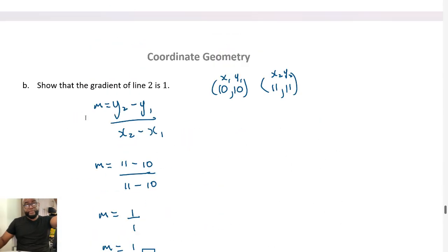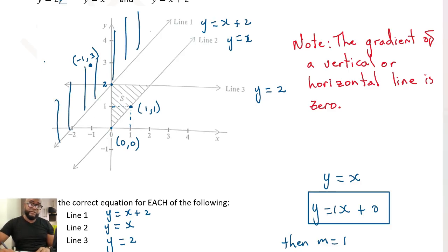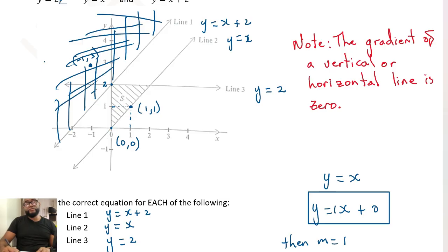I'm going back up now. If I were to shade the region where y is greater than x plus 2, it will actually be everything above here. So I'm just shading it. This whole region above here will be y is greater than x plus 2. It's above the line. Okay?